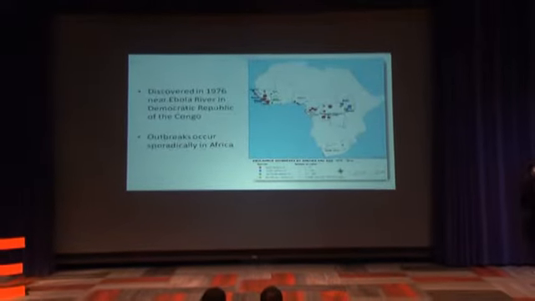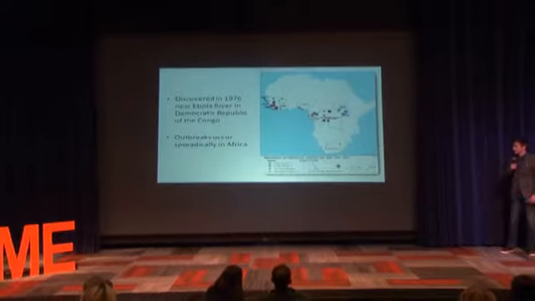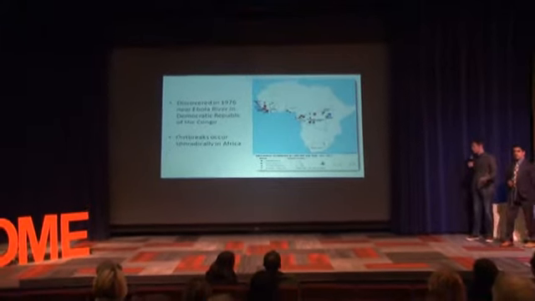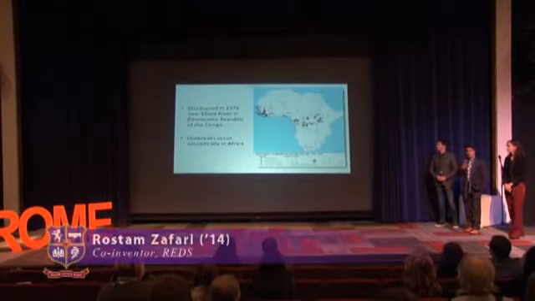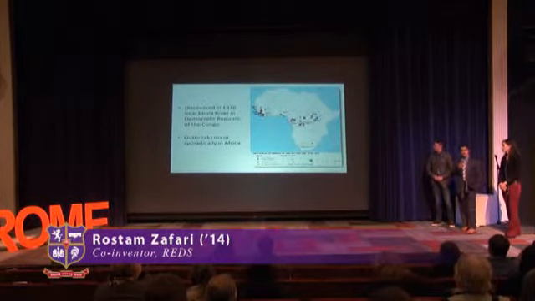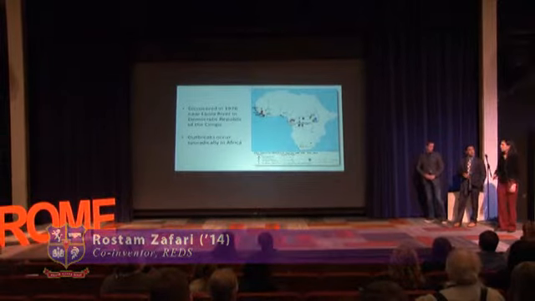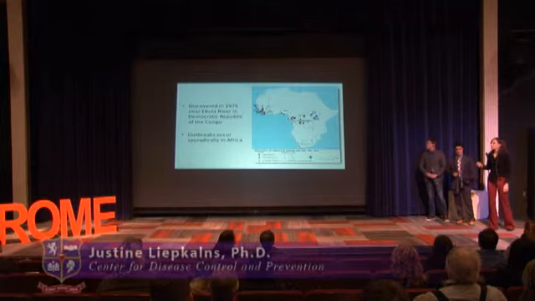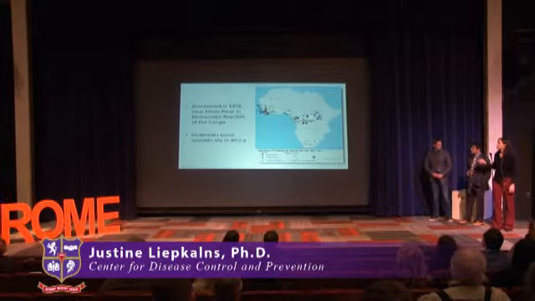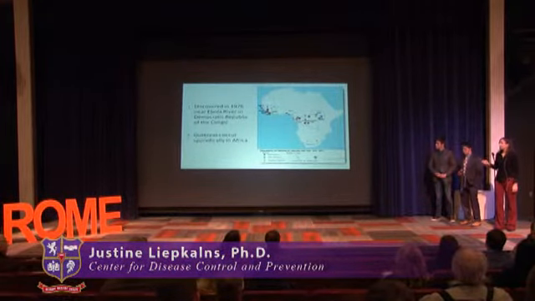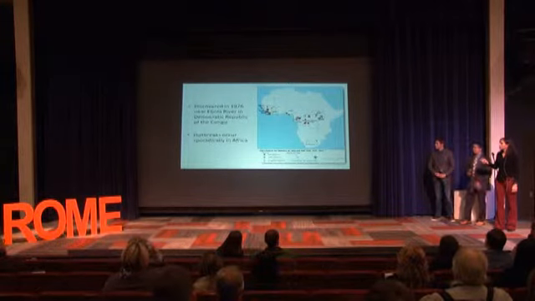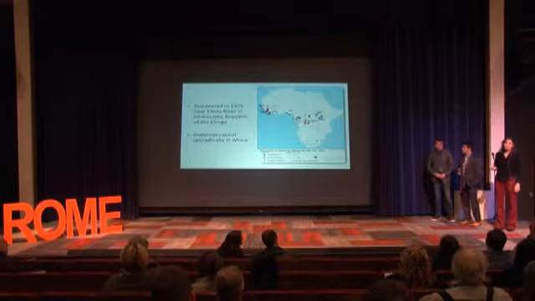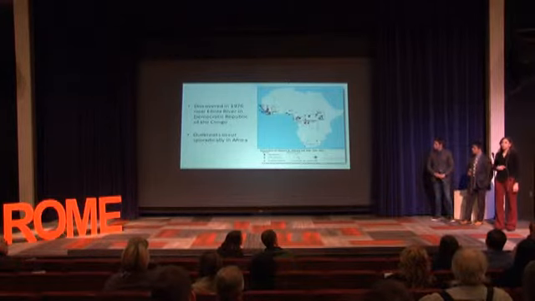It was first discovered in 1976 in the Democratic Republic of the Congo near the Ebola River, hence the name Ebola virus. Since then, there have been many outbreaks. This one has been the worst in terms of casualties. And what's unique about this outbreak is that typically Ebola sticks around in East Africa, and now it has gone over to West Africa, where individuals have never really experienced this virus before. And this is the case for us as well, as Westerners.